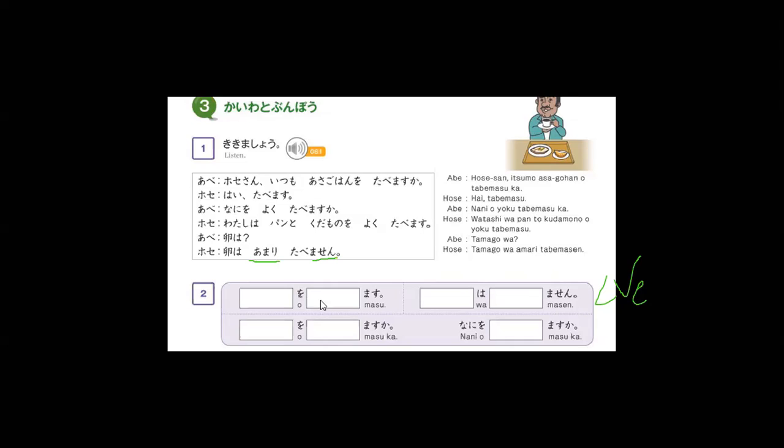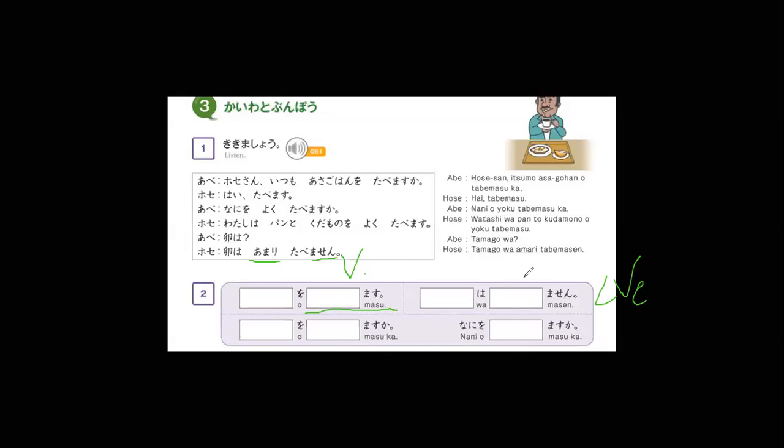Blah blah blah を blah blah ます。And ます here is the verb. Blah blah blah は blah blah ません。This is negative and this is affirmative. Okay. Blah blah blah を blah blah ますか。か means a question. Okay. It's a question mark. 何を blah blah ますか? What is asking for what? Okay.